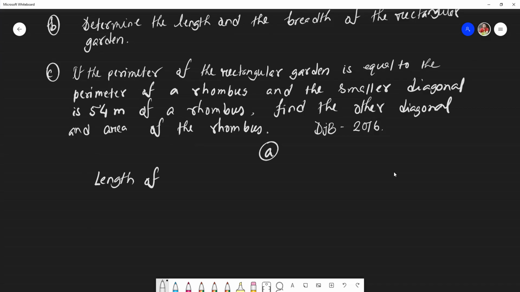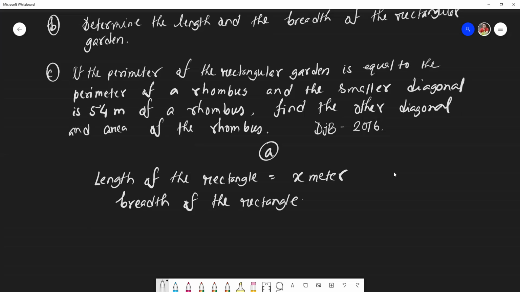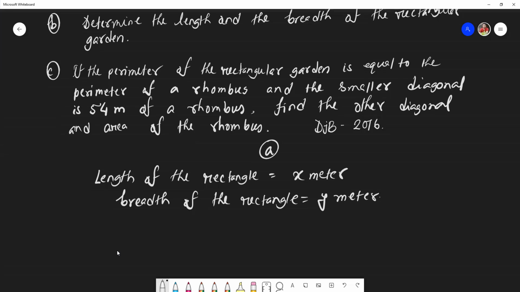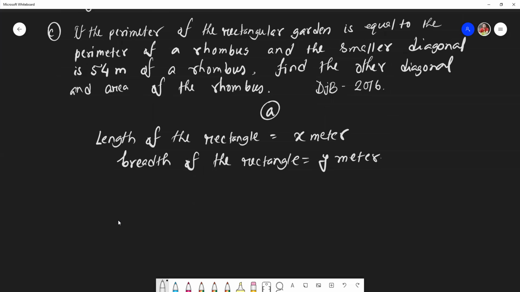Length of the rectangle is equal to x meters, and breadth of the rectangle is equal to y meters. Length of the rectangle is x meters, breadth of the rectangle is y meters.